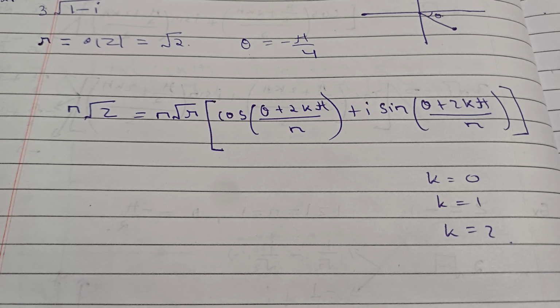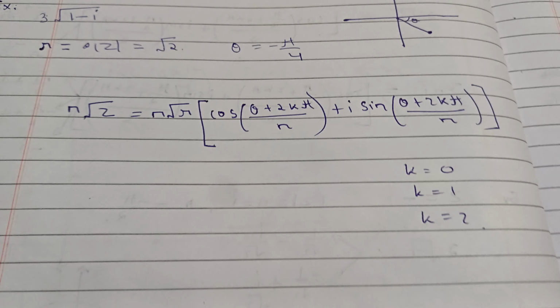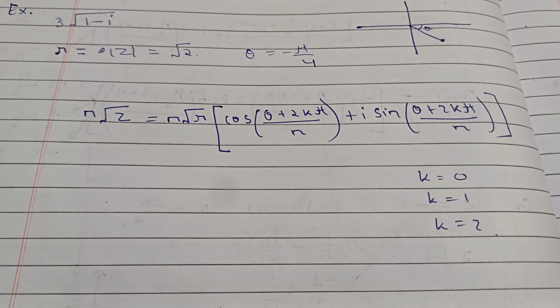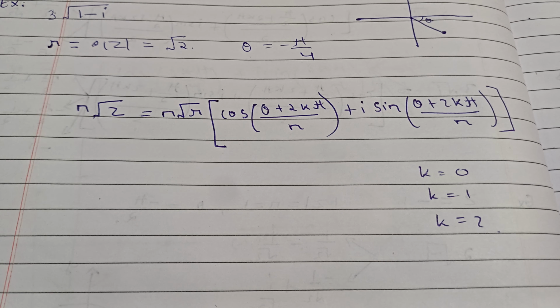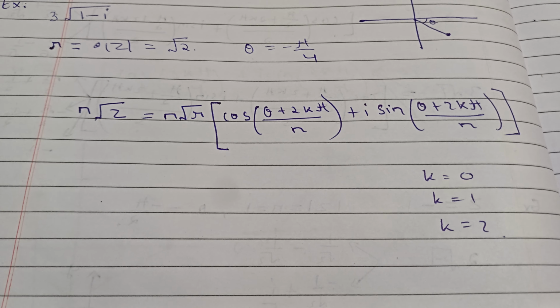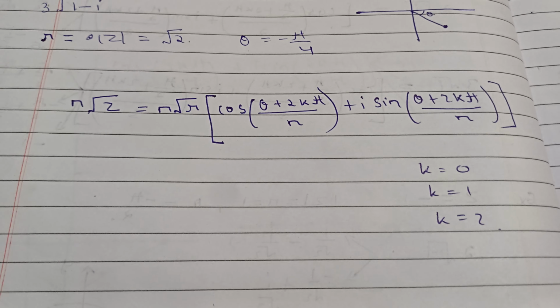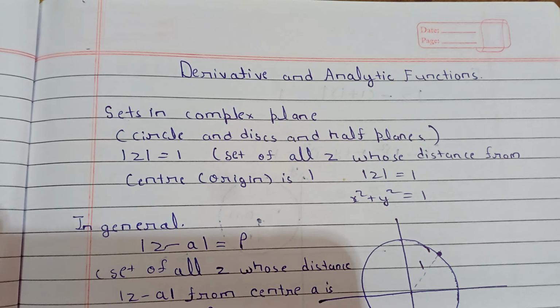So hello everyone, this is lecture 33 for mathematical physics. In the last lecture we did the roots of complex numbers and we already covered the polar form and all the introductory part. Now let's study complex numbers in more detail. Today we will see about the derivative and the analytic functions.